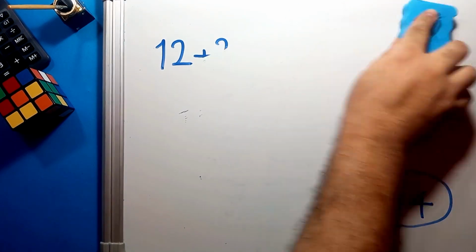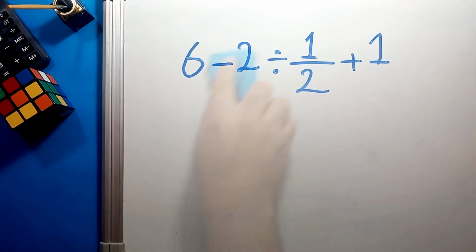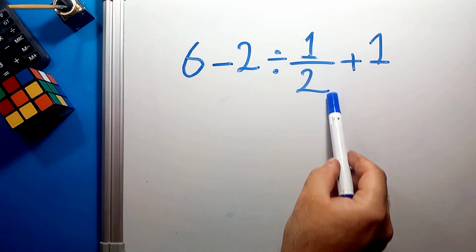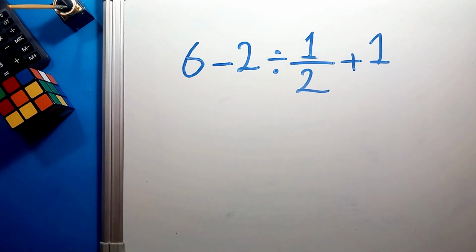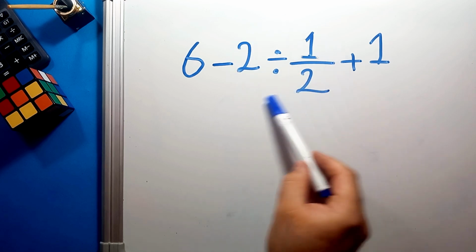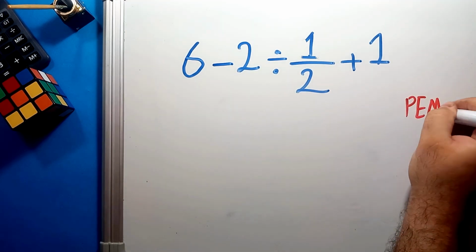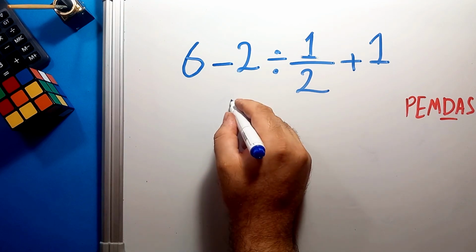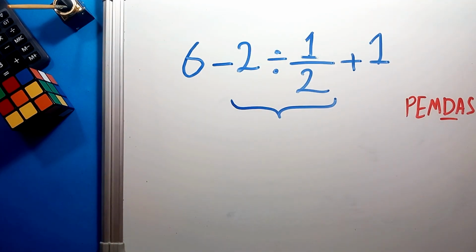Now let's finish with a problem that introduces another important rule. Problem 3. 6 minus 2 divided by a half plus 1. This one confuses a lot of people because we have a fraction in the denominator. According to PEMDAS, division must happen before addition and subtraction. So we focus on 2 divided by a half. And this is where KFC helps.